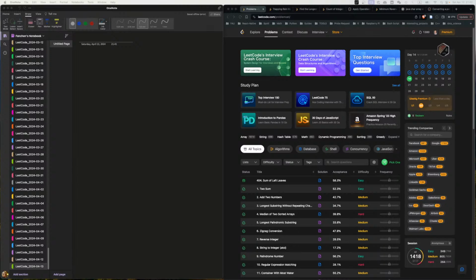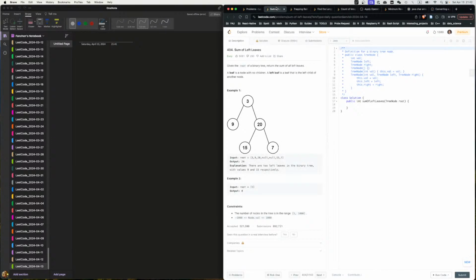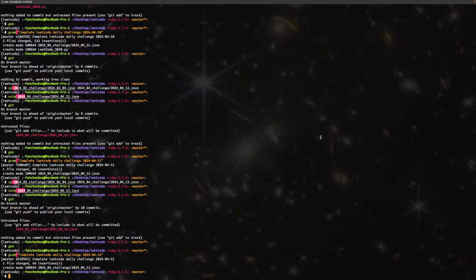Out of 1, April 13th. Alright, let's do this. Sum of leaves. Looks like just the sum of the leaves. Okay, and I'm doing LeetCode. Sum of leaves.